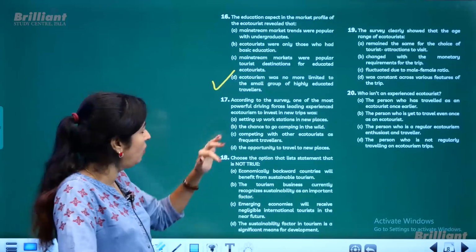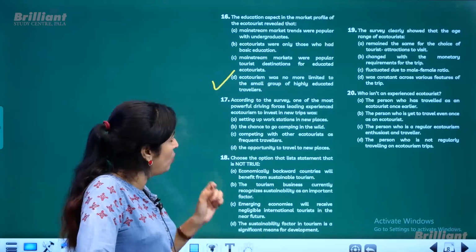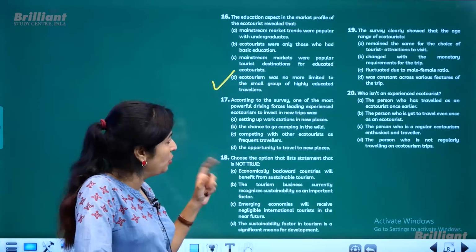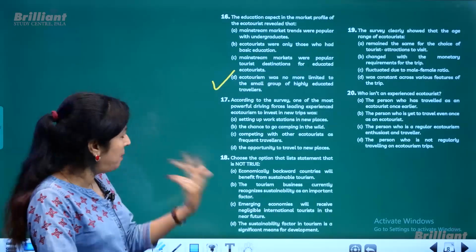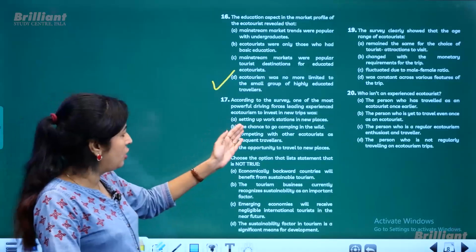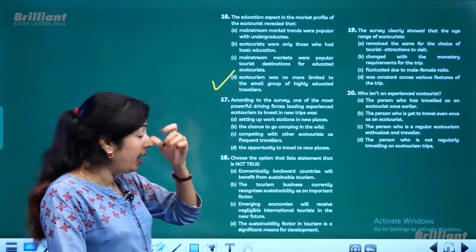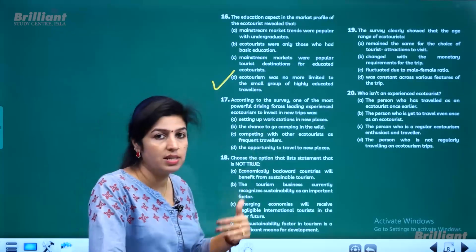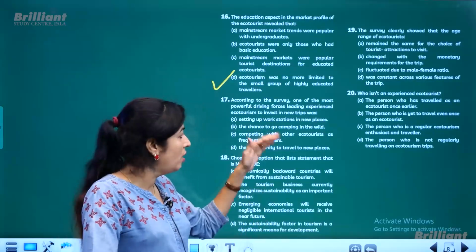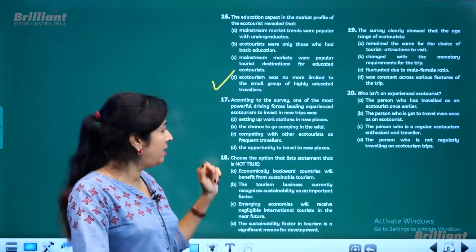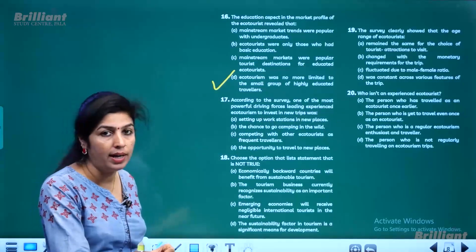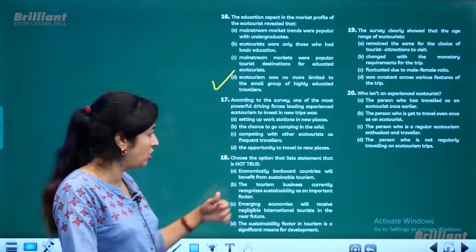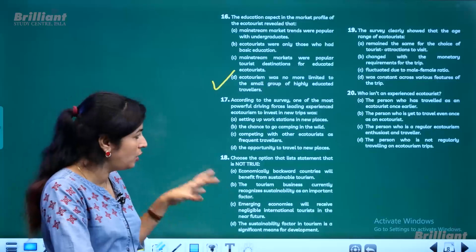Okay. Now, according to the survey, one of the most powerful driving forces leading experienced ecotourists to invest in new trips was, okay, why do people go for ecotourism? Is it to set up workstations for any scientific research? No. So, the first option cannot be taken. Then the chance to go camping in the wild, it has got nothing to do with trekking alone or adventurous things alone. Okay, so this first and second options both cannot be taken.